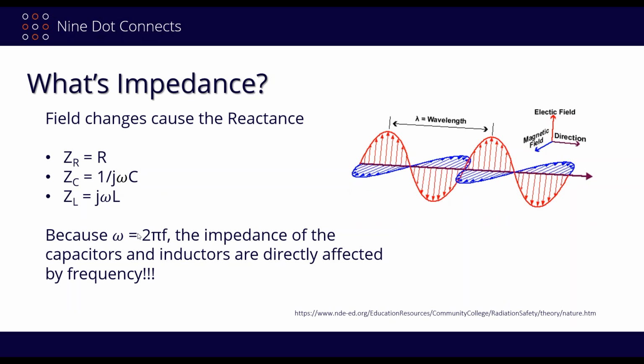It's the omega that throws us off, because within omega, this is 2 pi f. Now, the 2 is constant. The pi pretty much could be constant depending on how many decimal places you want to go out. But for the most part, it's constant. But the frequency is constantly changing. And because the frequency is constantly changing, that actually changes the impedance. Okay? So we have to be able to deal with that. All right? So how do we deal with that?